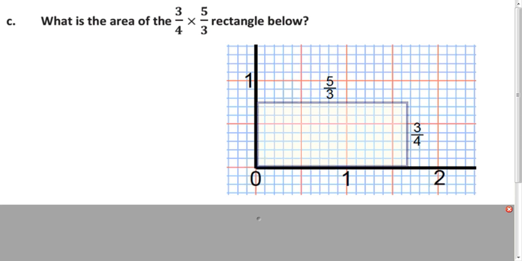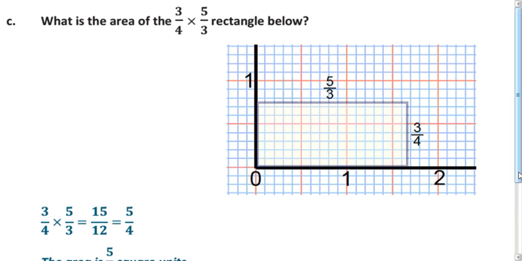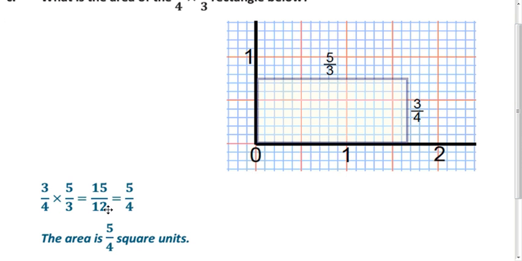What about this rectangle? It measures 3/4 by 5/3. Well, same idea. Just multiply them together. You get 15/12, which simplifies to 5/4, right? The GCF here is 3, so that's our answer.